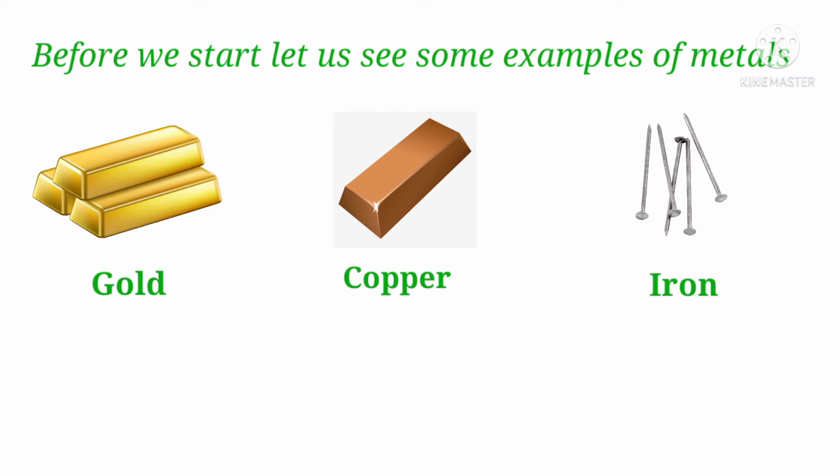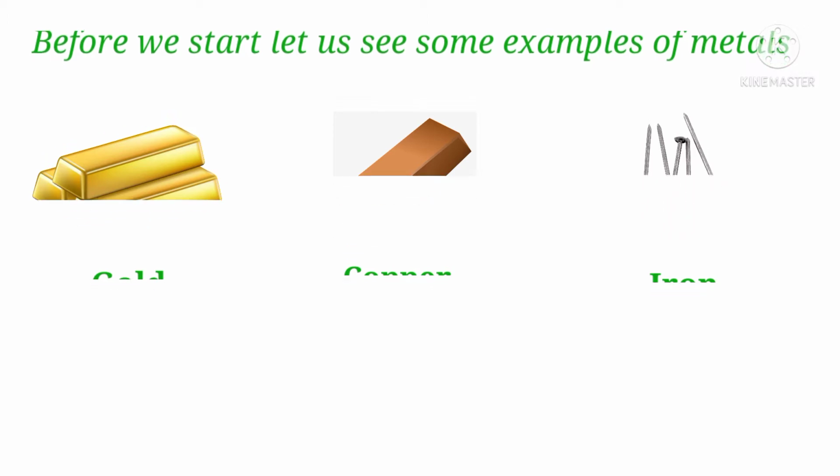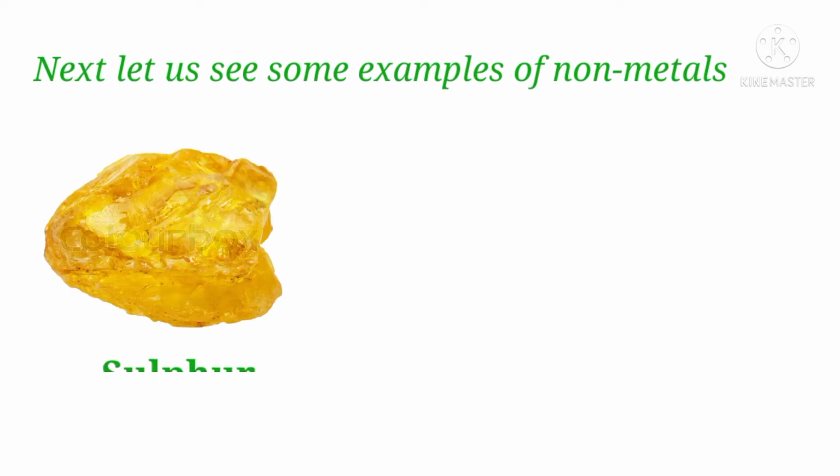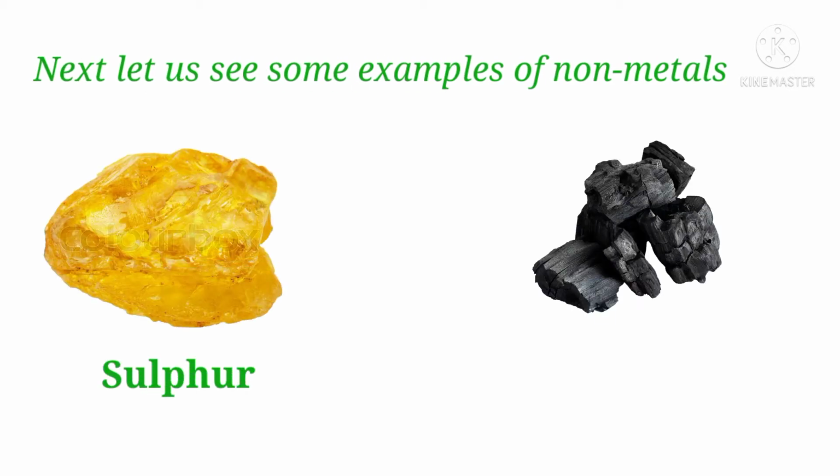Now let us see some examples of non-metals. Some examples of non-metals: sulfur, carbon. These are only 2 examples of non-metals. There are many more non-metals that you see in your daily life. Try to remember them. Now let us see the physical properties of metals and non-metals.